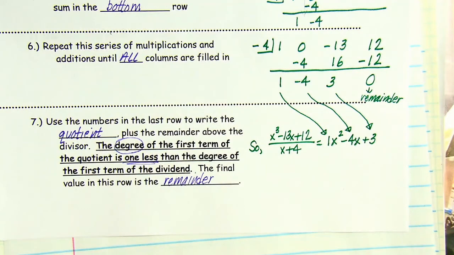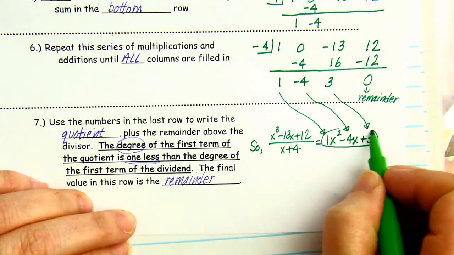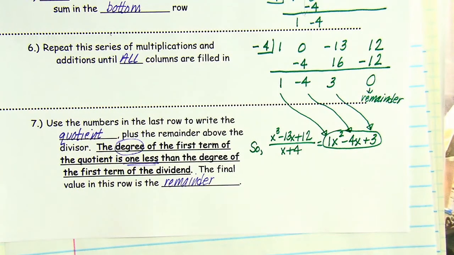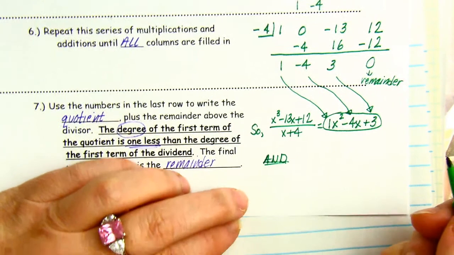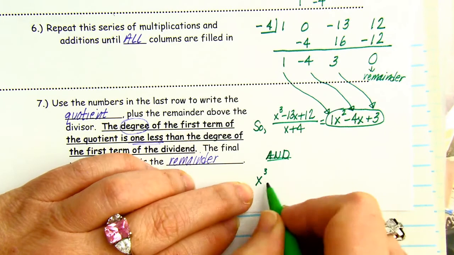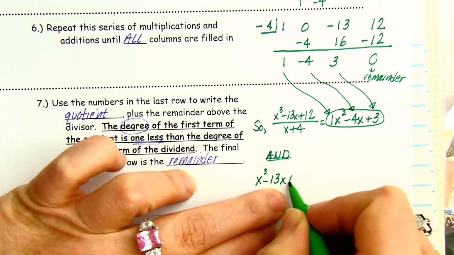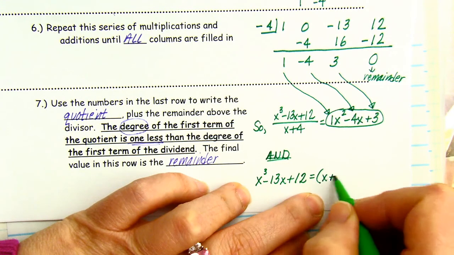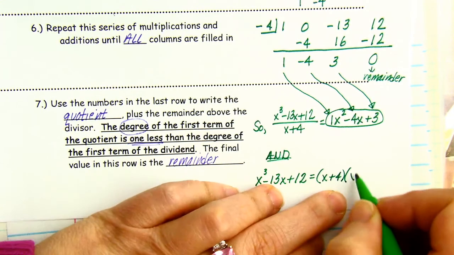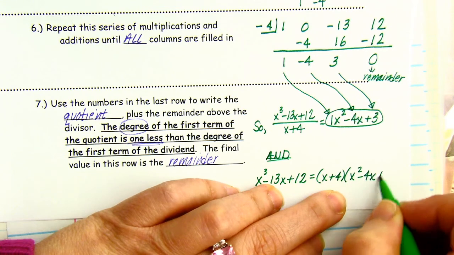In this case, we do not need a remainder because we had a 0 in the last column. Okay, so this is my quotient right here. X cubed minus 13x plus 12 divided by x plus 4 equals x squared minus 4x plus 3. And what's more, we can say that x cubed subtract 13x plus 12 is really equal to x plus 4 times x squared minus 4x plus 3.